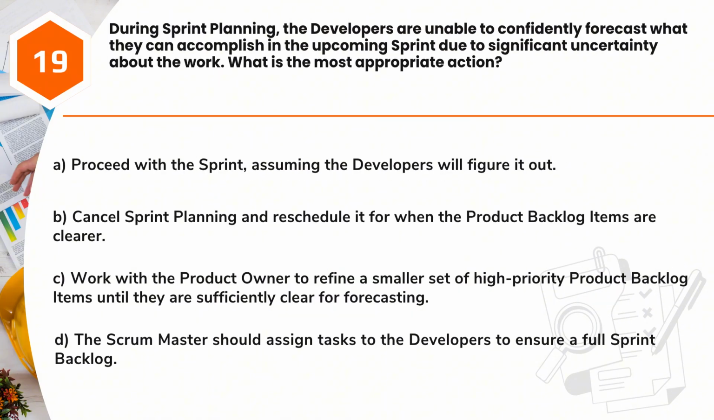Question 19. During sprint planning, the developers are unable to confidently forecast what they can accomplish in the upcoming sprint due to significant uncertainty about the work. What is the most appropriate action? A. Proceed with the sprint, assuming the developers will figure it out. B. Cancel sprint planning and reschedule it for when the product backlog items are clearer. C. Work with the product owner to refine a smaller set of high-priority product backlog items until they are sufficiently clear for forecasting. D. The Scrum Master should assign tasks to the developers to ensure a full sprint backlog.